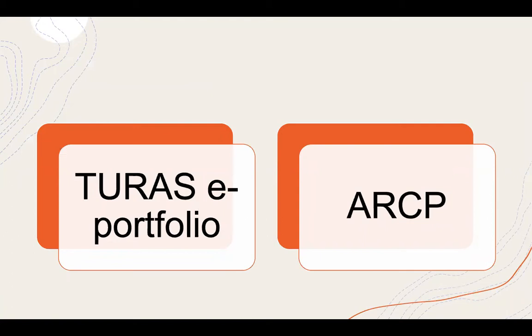So we will be talking about two big topics: the TURAS eportfolio and ARCP. If you're from Wales, you might have heard about TURAS. This is the system that we use for our portfolio in Wales. I think they use it in Scotland and Ireland as well. And in England, I think they use HORAS, if I'm not mistaken, but don't quote me on that. And ARCP is basically the sign off for your F1, F2 years at the end of the year, which we'll talk about a bit more at the end.